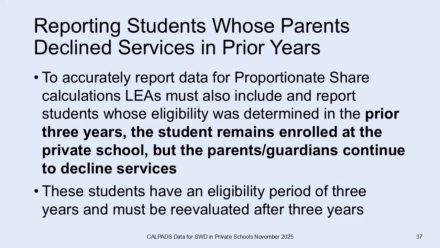Are they still eligible for special education services? Presumably they've got a 3-year eligibility period. So they're initially evaluated, they continue to remain enrolled. They are technically still eligible until they're reevaluated, or the parent says, no, I don't want a reevaluation. So we've got to count those students for a period of 3 years as long as they remain in the private school.